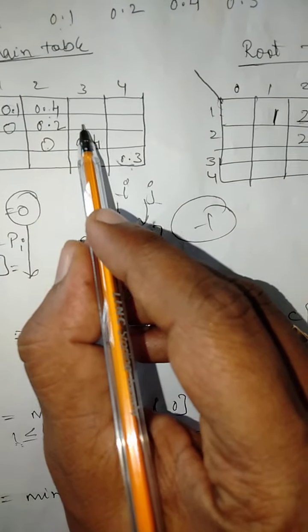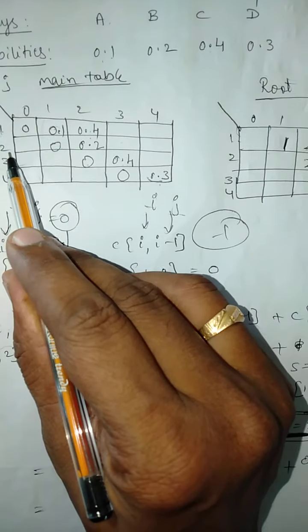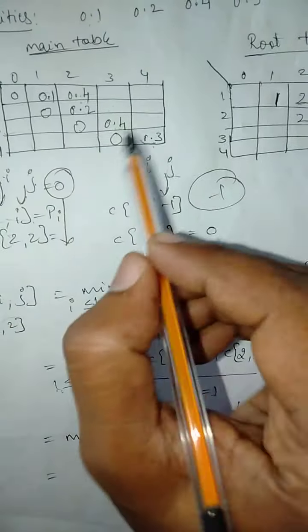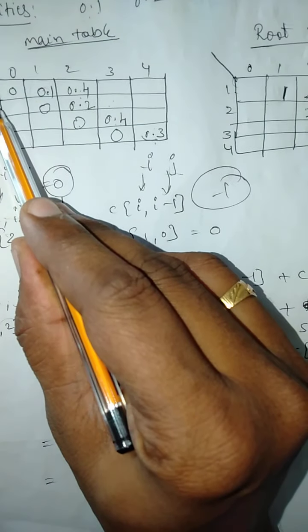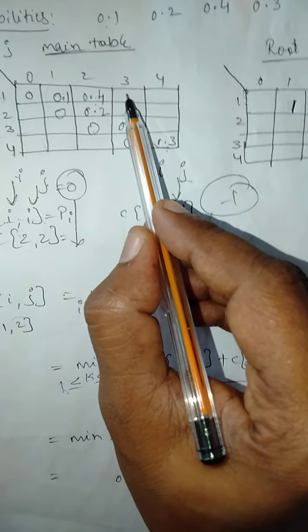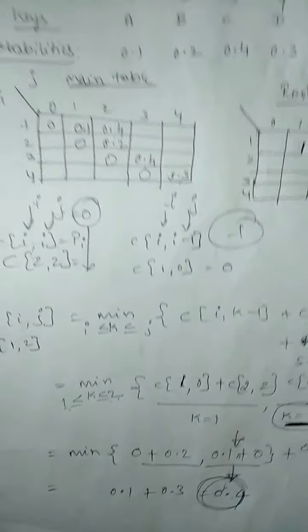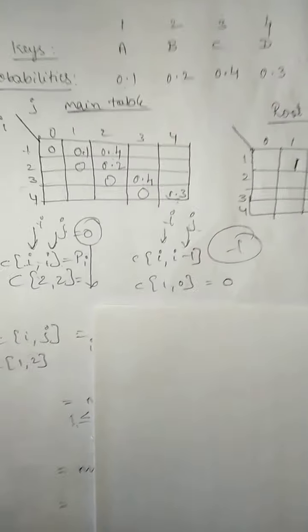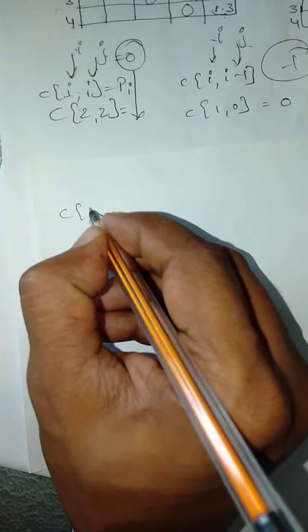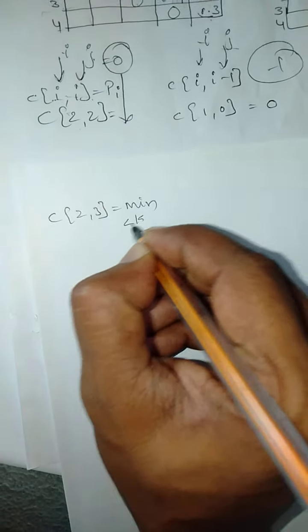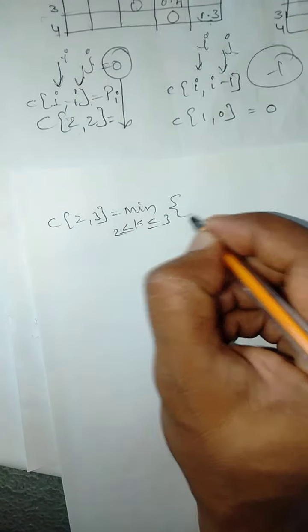Similarly, the next value I have to consider is this, 2 comma 3, C of 2 comma 3. Why only like this? Why should I not consider C of 1 comma 3 next? Because in order to obtain the higher values we need the lower values. That is what dynamic programming is. Next I will go for C of 2 comma 3, which is the minimum over k value between 2 and 3.